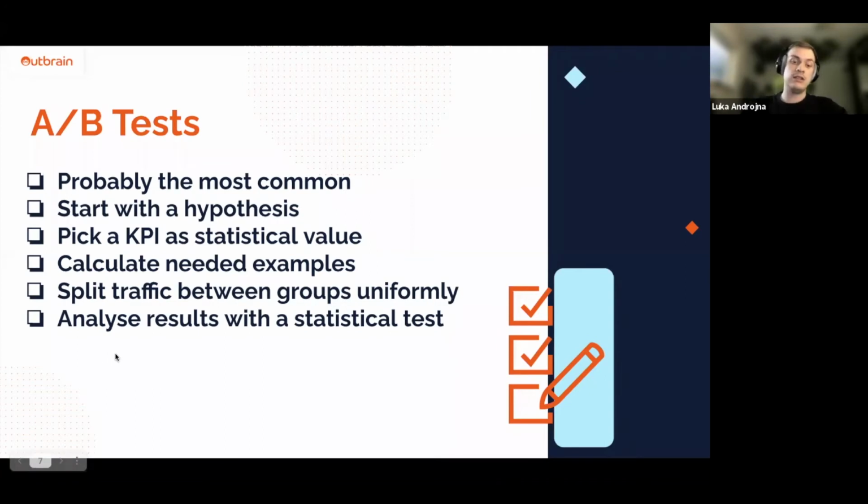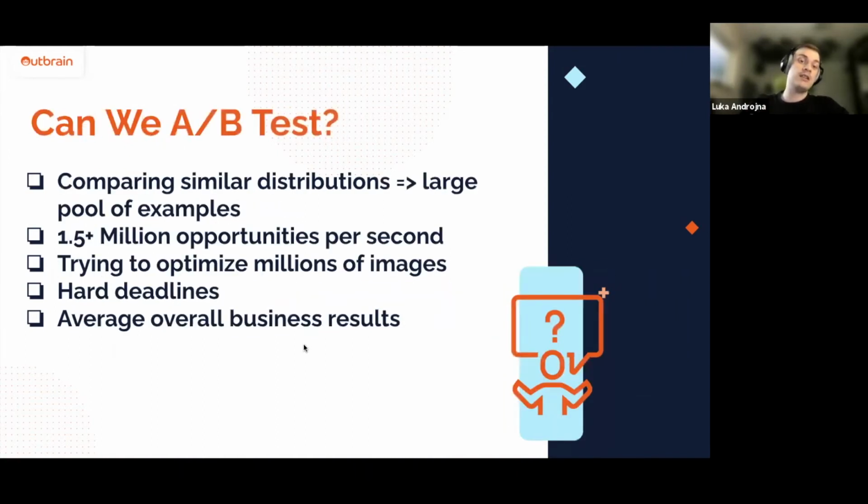And once you reach the needed examples, all you need to do is analyze the results with some kind of a statistical test that best fits the distributions that you are assuming. The question here is then whether you can A/B test or whether we could do it. The most common issue that we run into is that if you're comparing very similar distributions, the pool of examples needed is very large, which you might say is not a problem because, like you mentioned, we have more than 1.5 million opportunities for bidding per second.